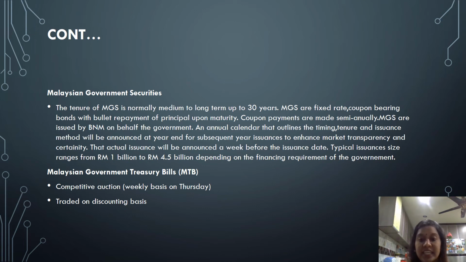An annual calendar that outlines the timing, tenure and issuance method will be announced at year end and for subsequent year issuance to enhance market transparency and certainty. The actual issuance will be announced a week before the issuance date. Typical issuance size ranges from RM 1 billion to RM 4.5 billion depending on the financing requirement of the government. For Malaysian Government Treasury Bills, MTB, competitive auction is held on a weekly basis on Thursday, traded on a discounting basis.